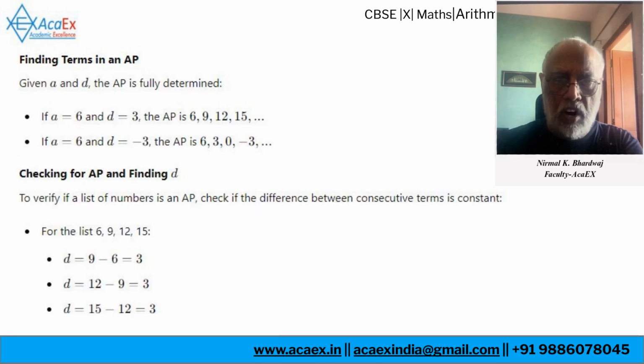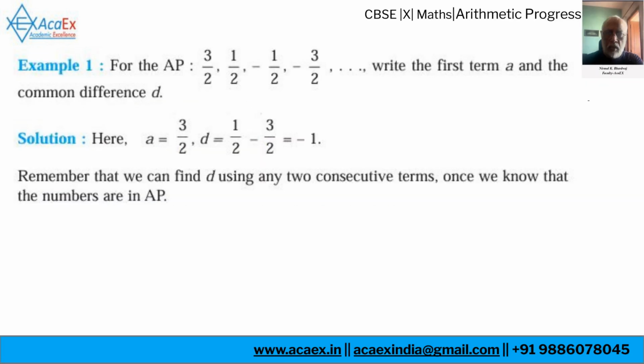Finding terms and checking for an AP. If you know the first term a and the common difference d, you can determine the entire AP. For example, if a is 6 and d is 3, the AP is 6, 9, 12, 15, and so on. To check if a list of numbers is an AP, you must verify that the difference between any two consecutive terms is constant.